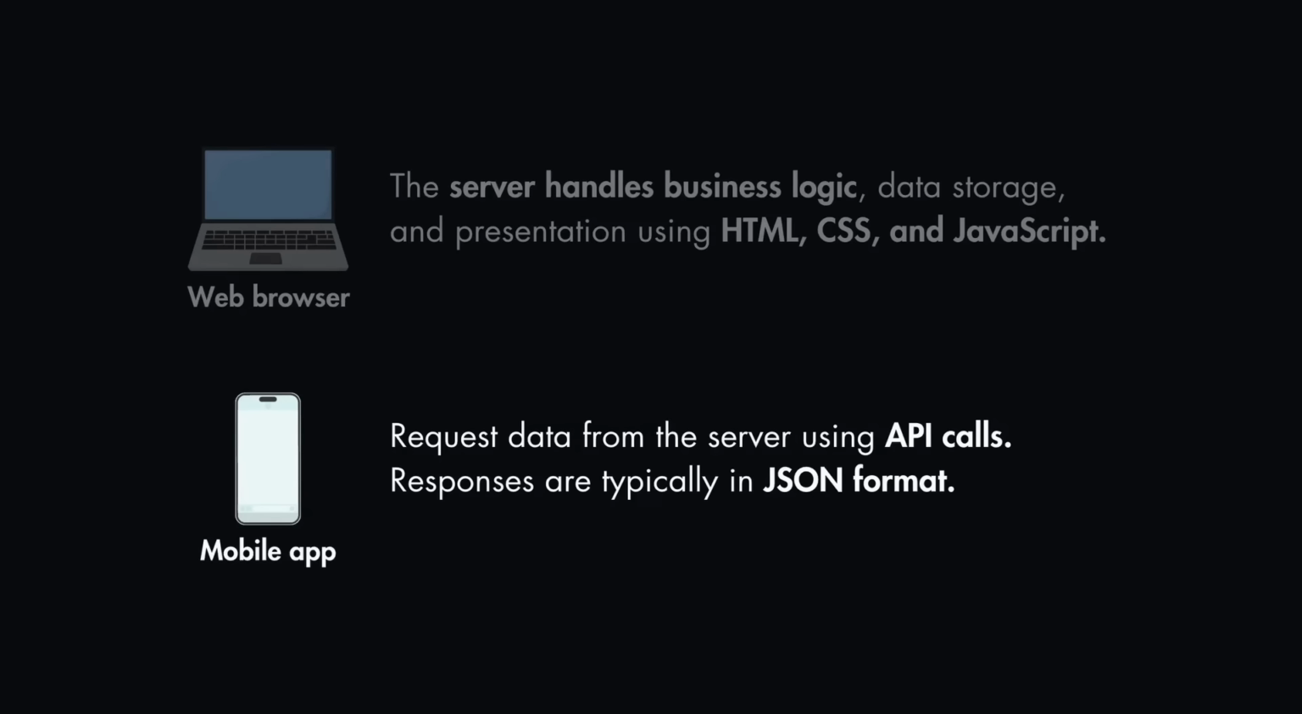These mobile apps request data from the server using API calls, and JSON is often used for responses because it's lightweight and easy for mobile devices to interpret. Here is an example API request that we can receive for our server. It can be a GET request to our domain /product/ the ID of that product. And for this endpoint, we need to retrieve the details of a product.